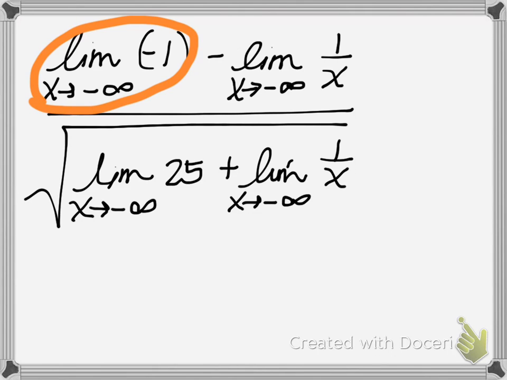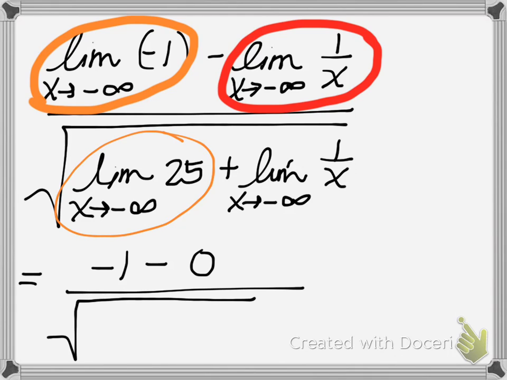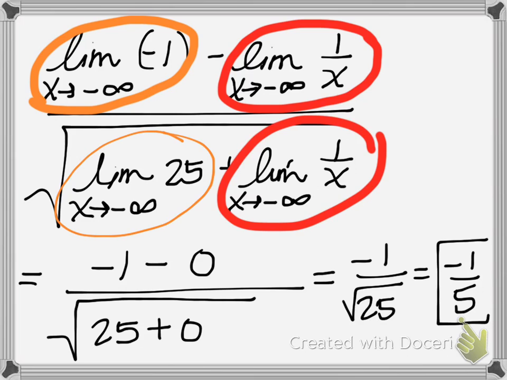So the limit of negative 1 as x approaches negative infinity is still negative 1. Then we have the limit of 1 over x as x approaches negative infinity. So as the denominator becomes more and more negative, we end up with a value very close to 0. So that limit will equal 0. All divided by the square root of the limit of 25 as x approaches negative infinity, which is just 25, plus the limit of 1 over x again, which is 0. So this time we end up with negative 1 divided by the square root of 25, which leaves us with a final answer of negative 1/5.